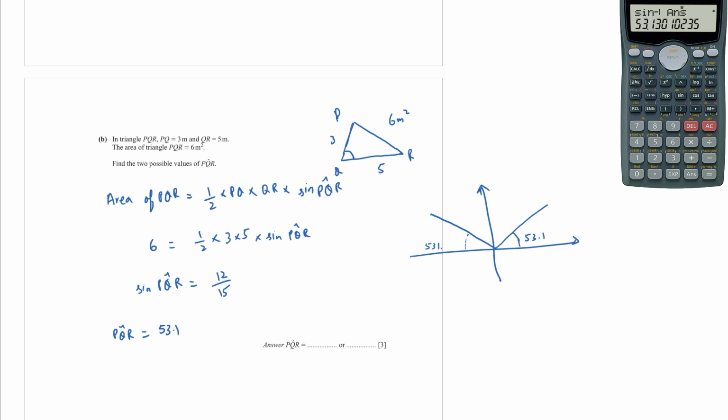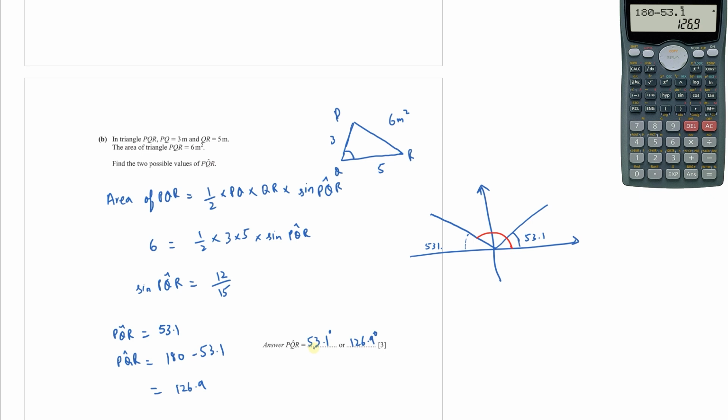So this angle here, which is 180 degrees minus 53.1, will also give me the same positive value for the sine of that angle. So PQR is 53.1, and PQR also equals 180 minus 53.1, which is 126.9. So 53.1 degrees or 126.9 degrees.